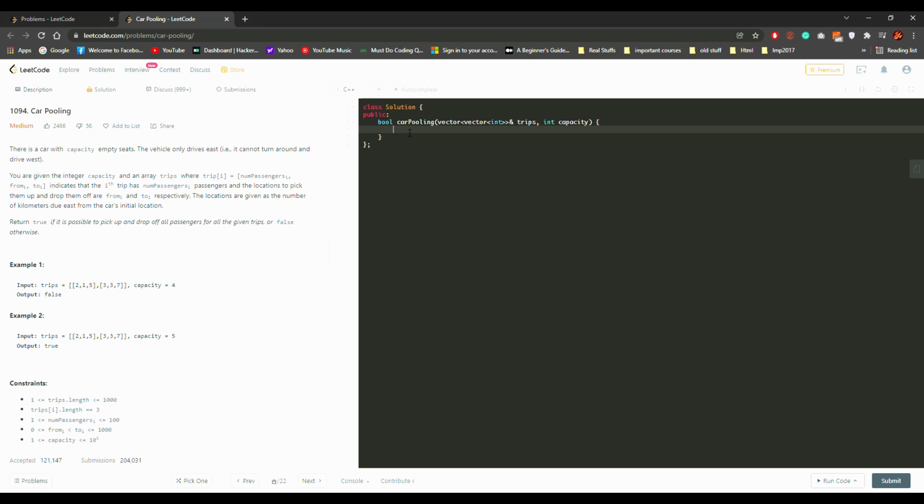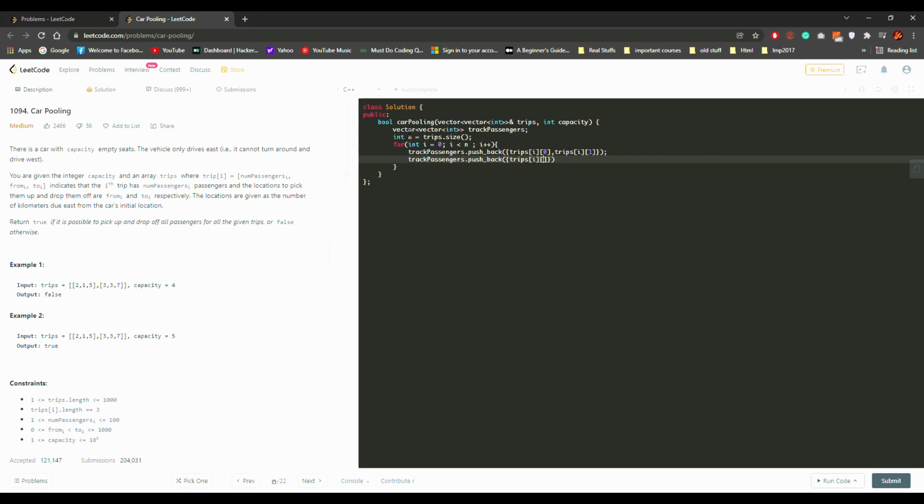It says that you have been given an integer called capacity, and you have been given trip information which says how many passengers are coming to your car and how many are leaving your car at that distance. So you have to tell whether you will be able to complete the journey or not, and the car is only moving in the east direction. So the question is a bit straightforward. You have to just say whether you will be able to complete the total journey or not.